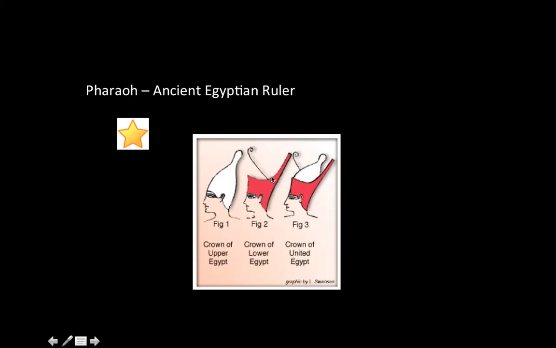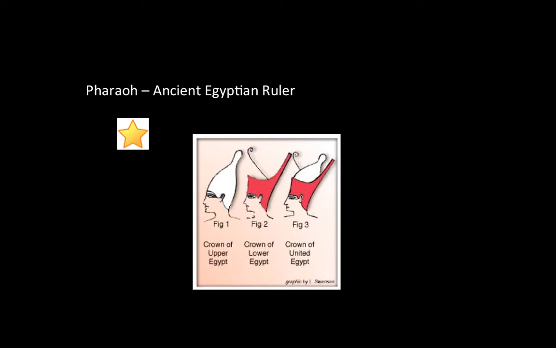Now, ancient Egypt was ruled by pharaohs, and pharaoh is the ancient Egyptian term for a ruler that was believed to be semi-divine. So the pharaoh was essentially a king, but the people that were ruled by the pharaoh believed him to be part god.